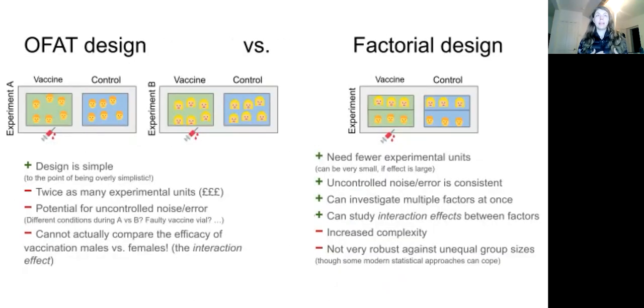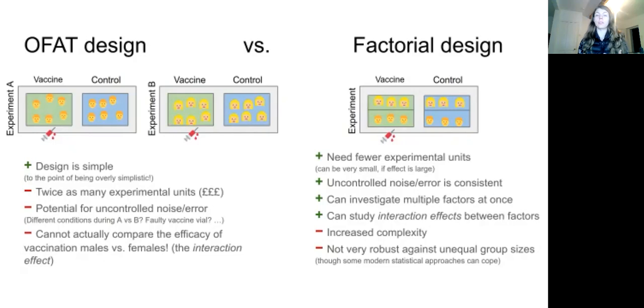So, at first glance, it might appear that these 2 designs are effectively the same. I have vaccine groups, I have control groups, and I have individuals of the 2 sexes apportioned to these different groups. So what's the difference, you might ask? You might be thinking actually that the OFAT design is nice and simple. I change only one aspect at a time, and surely that accounts for something.